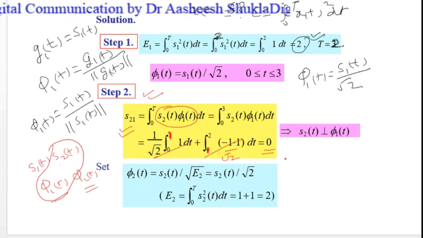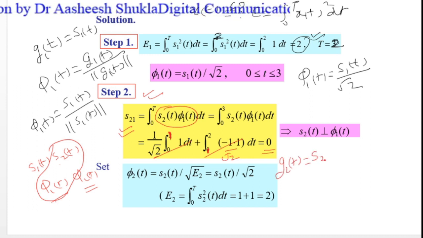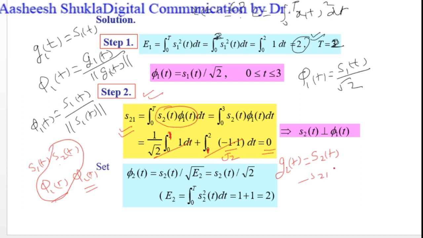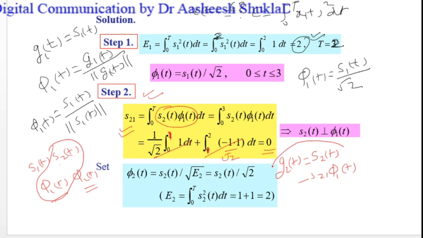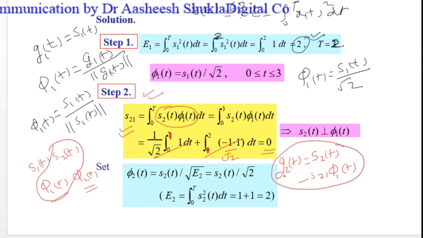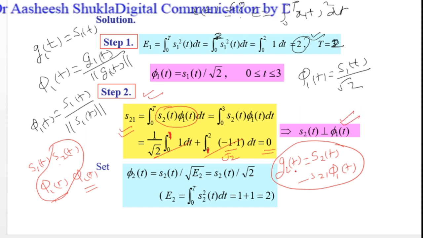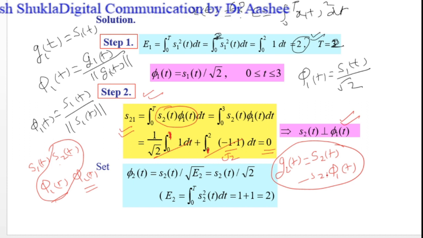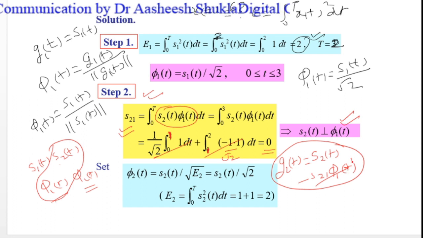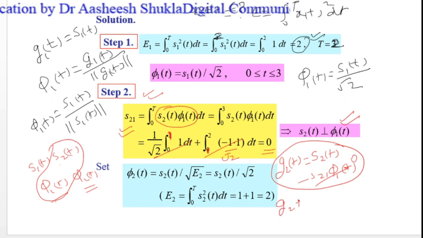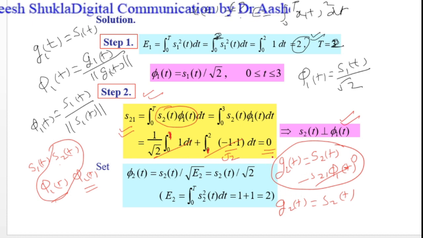Now we will calculate the new vector G2t, which is S2t minus S21 phi 1t, right? This calculation makes sure that the new vector G2t will be perpendicular to phi 1t. Now S21 is basically 0, because we have calculated S21 equal to 0, so this term will be 0. So G2t is simply equal to S2t, right? And now this vector is perpendicular to phi 1.